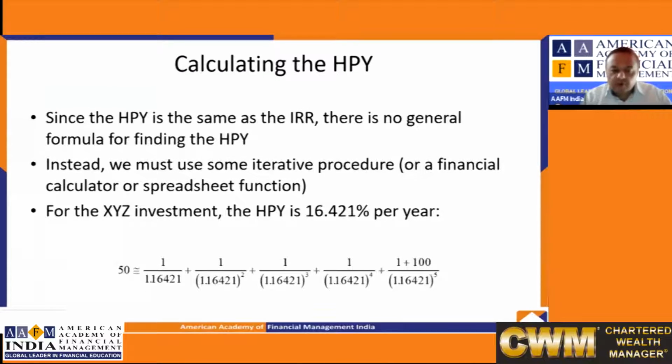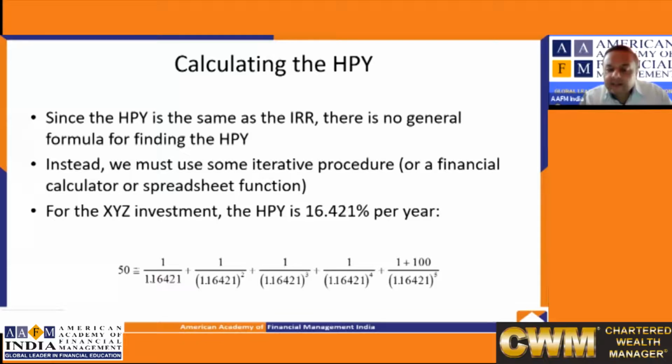So suppose for the same question I know my 50 rupees and these are the cash flows I got: 1 rupee, 1 rupee, 1 rupee, 1 rupee and 101 rupees in the fifth year. Now at what rate should I discount each of these cash flows so that I get my 50 rupees, and that's the return. तो किस रेट पे मैं ये आगे वाले कैश फ्लोज को डिस्काउंट करूं कि मुझे 50 आंसर आ जाए, that rate is called IRR, right? The rate at which NPV becomes 0 is IRR.